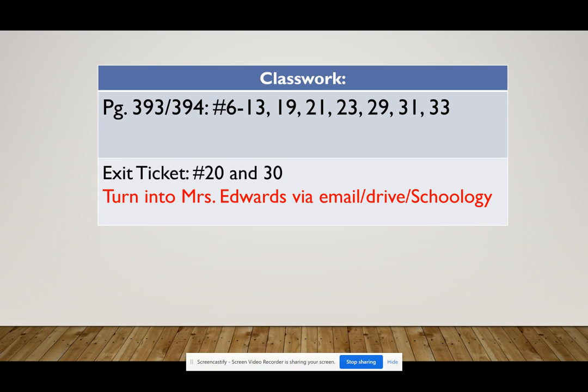The exit ticket is number 20 and number 30. I believe they are on page 394. You need to turn those ones into me for feedback. So you can turn them into me by email, by your Google Drive, or on Schoology. Okay, these pages can be done on a piece of paper, and you can just take a picture of them, you can scan them, or you can put them into a Word document. Whatever works for you. If you would like me to check your classwork, send it my way, and I will check it and get back to you.